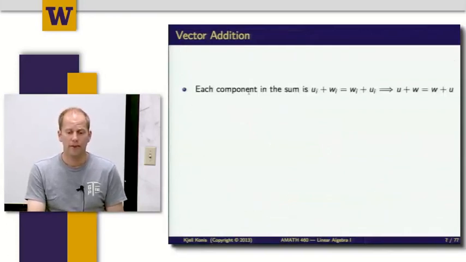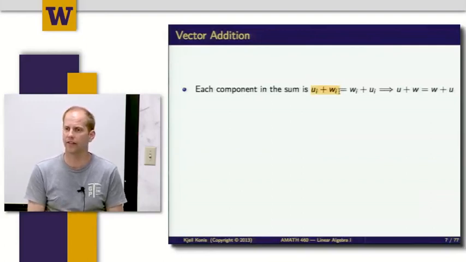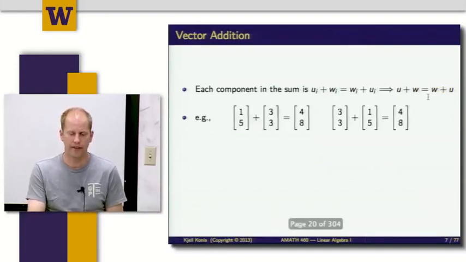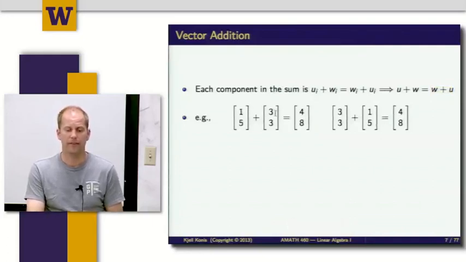So for each component in the sum, here I'm using i to mean the components. In my case, I've been looking at vectors of length 2, so i could be 1 or 2. Since Ui plus Wi is equal to Wi plus Ui, because addition is commutative, I have the same property for vectors. So U plus W is equal to W plus U. That should be pretty obvious. I just have 1 plus 3 is 4, or 3 plus 1 is 4, and so on.